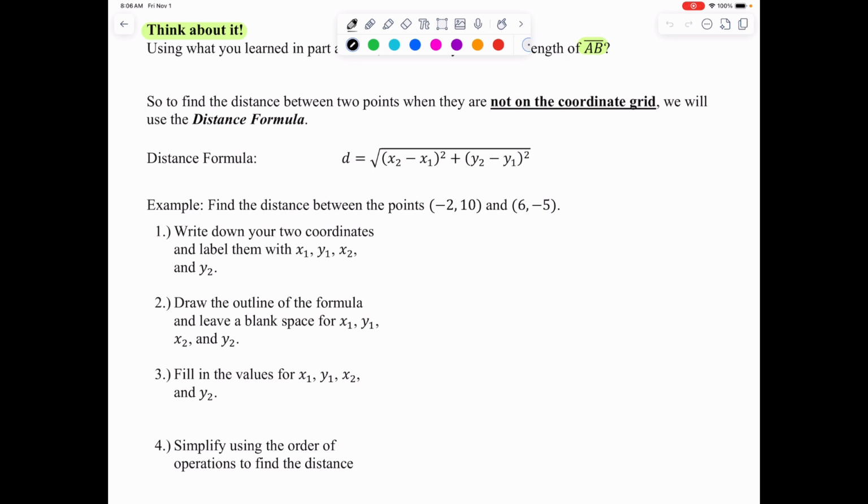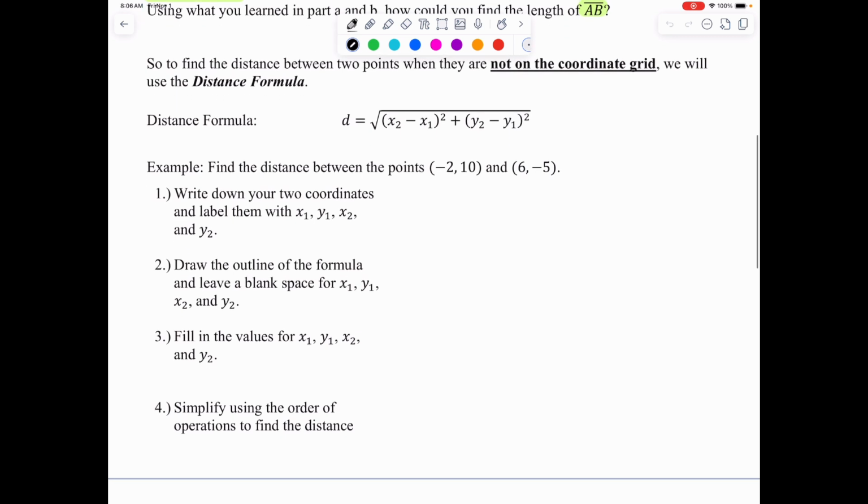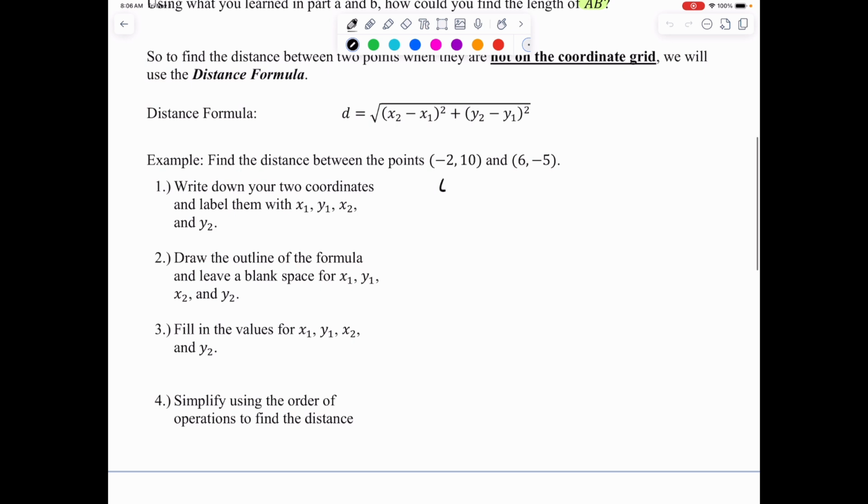I want to show you how you can use this formula to get the answer of the distance between 2 points since we do not have a coordinate grid that can help us. So the first thing you want to do, and the steps are written on the side, is see the question says find the distance between the points -2, 10 and 6, -5. So first we want to write down our 2 coordinates and we want to label them correctly with x1, y1, x2, and y2. So I'm going to write down the coordinates -2, 10 and 6, -5.